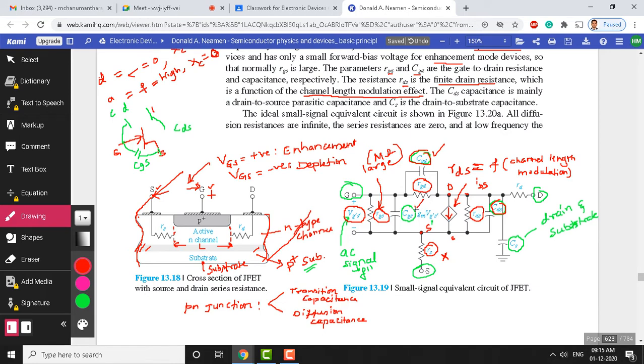What is transconductance? Anybody has a definition for that? What do we mean by transconductance? GM is called transconductance. In a JFET, transconductance is most important, whereas in BJT this is more important. What is that?